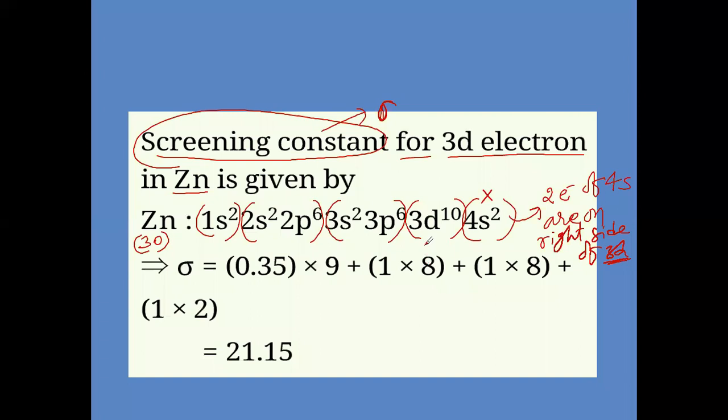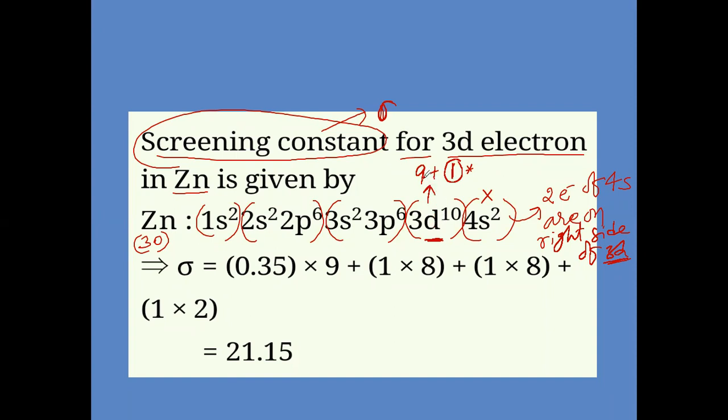Now tell me, within the 3D, how many electrons are available here? 10 electrons. How do we divide these 10 electrons? 9 electrons plus 1 electron. Now on which electron are we calculating effective nuclear charge? On 1 electron of 3D. So this electron is the selected electron. On this selected electron, we are going to calculate the screening constant from the 3D orbit.